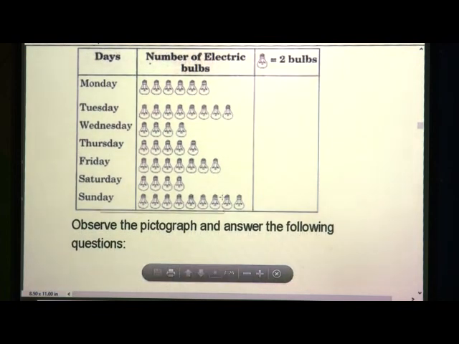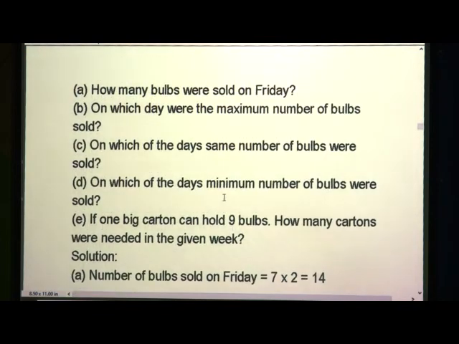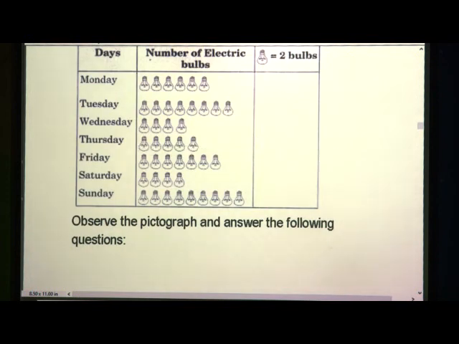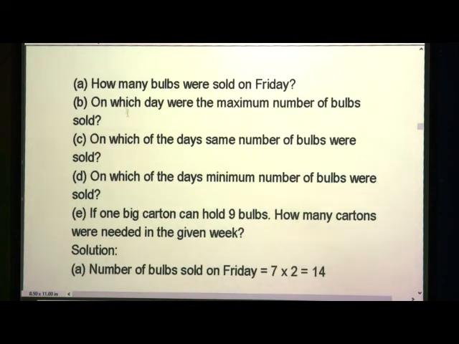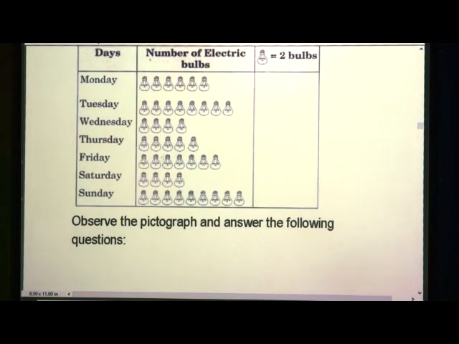So, by observing this we need to answer a few questions. How many bulbs were sold on Friday? You can see here, let us count 1, 2, 3, 4, 5, 6, 7. 7 2s are 14. 14 bulbs were sold on Friday. Next, on which day were the maximum number of bulbs sold? We can see here on Sunday. So, 1, 2, 3, 4, 5, 6, 7, 8, 9. 9 2s are 18. 18 bulbs were sold on Sunday.